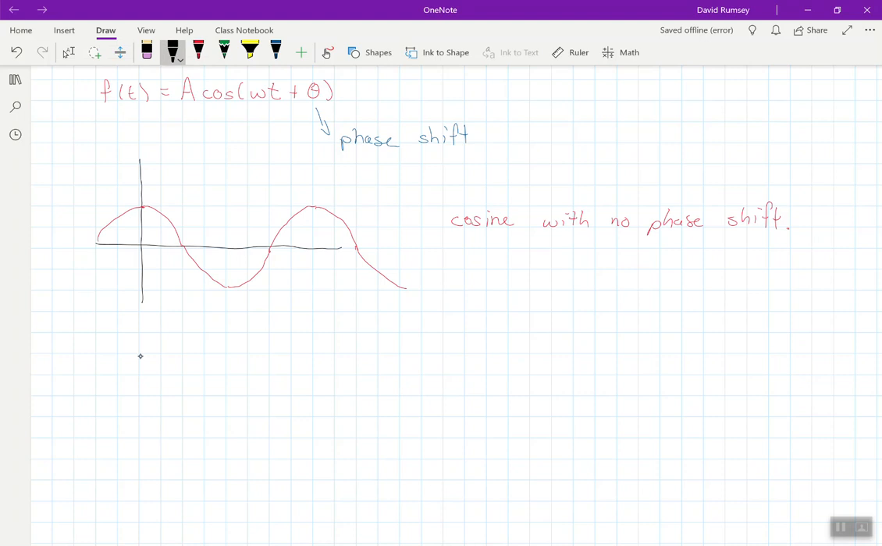Now I'll do a very simple case here. Actually, I'm not going to bother with a simple case here. What I'll do is I'll just draw another cosine wave here.